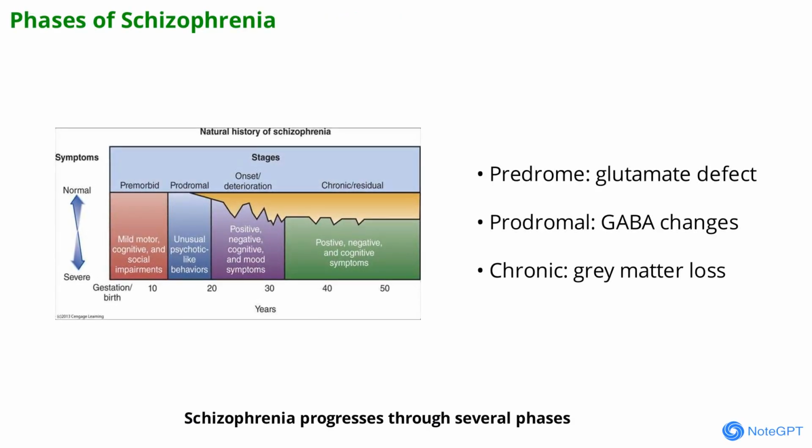Schizophrenia progresses through several phases. The prodrome phase involves glutamatergic synaptic dysfunction, leading to a glutamate signaling defect. In the prodromal phase, partial compensation occurs through GABA downregulation and synaptic proliferation. The syndrome phase is marked by GABA deficits, reduced inhibition of excitatory circuits, dopaminergic dysfunction, and the onset of psychosis. Finally, the chronic phase involves further loss of gray matter, compounding synaptic deficits and leading to persistent symptoms.